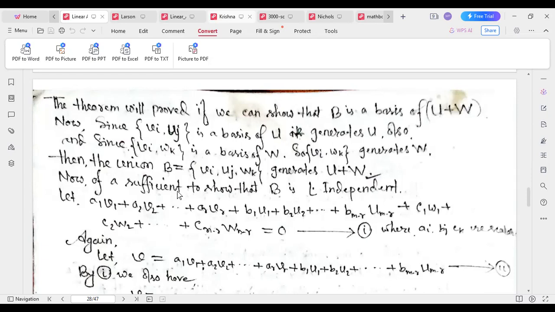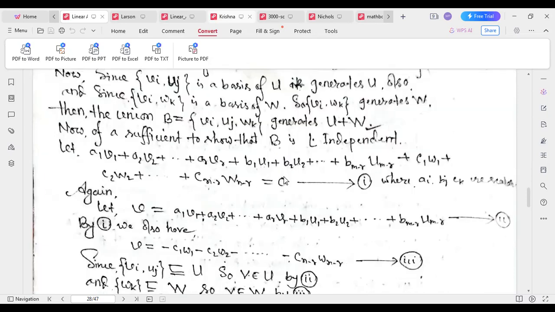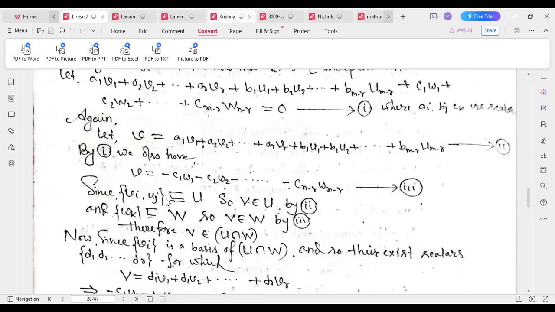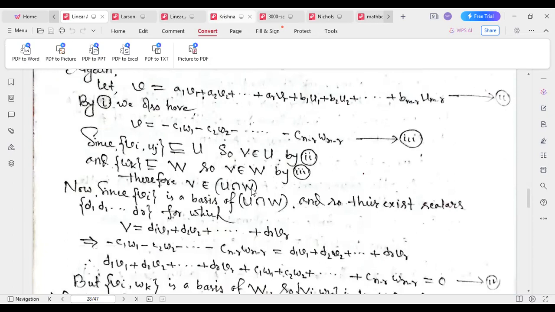Now it is sufficient to show that B is linearly independent. That means, for the linear combination with the scalars a_i, b_j, c_k, let b equal to this linear combination. By equation 1, b can be written as minus c1 w1 minus c2 w2 and so on. Suppose the set B_U, A is a subset of U, so b belongs to U. And the W_k set is also a subset of W, so b belongs to W by equation number 3. Therefore, b belongs to U intersection W.